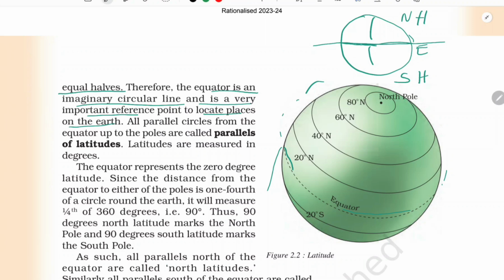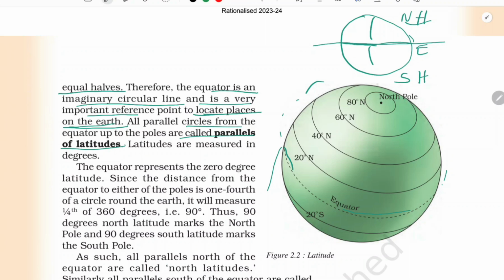It equally divides the upper portion and lower portion into the northern hemisphere and the southern hemisphere. This division is also important, so that it will be easier for us to locate places on earth. And all parallel circles from the equator up to the poles are parallels of latitude.